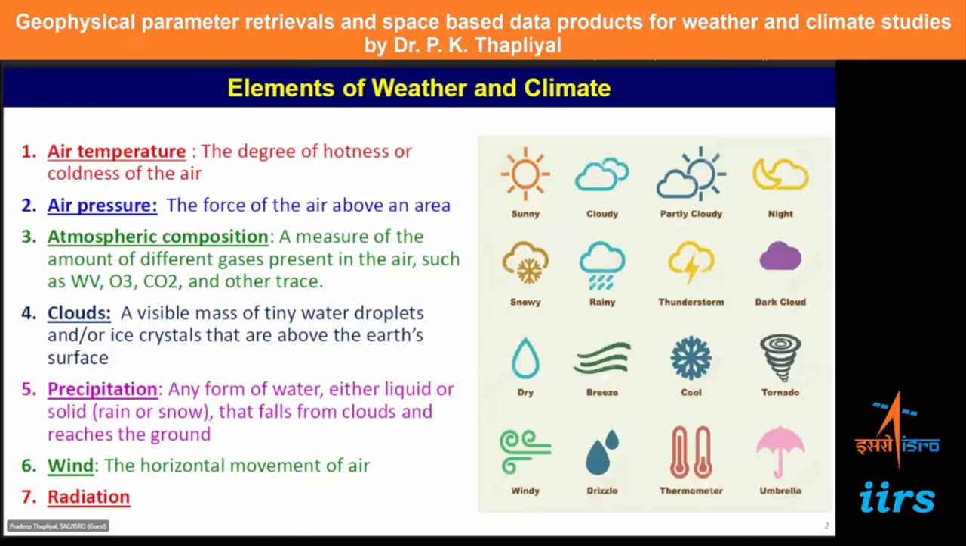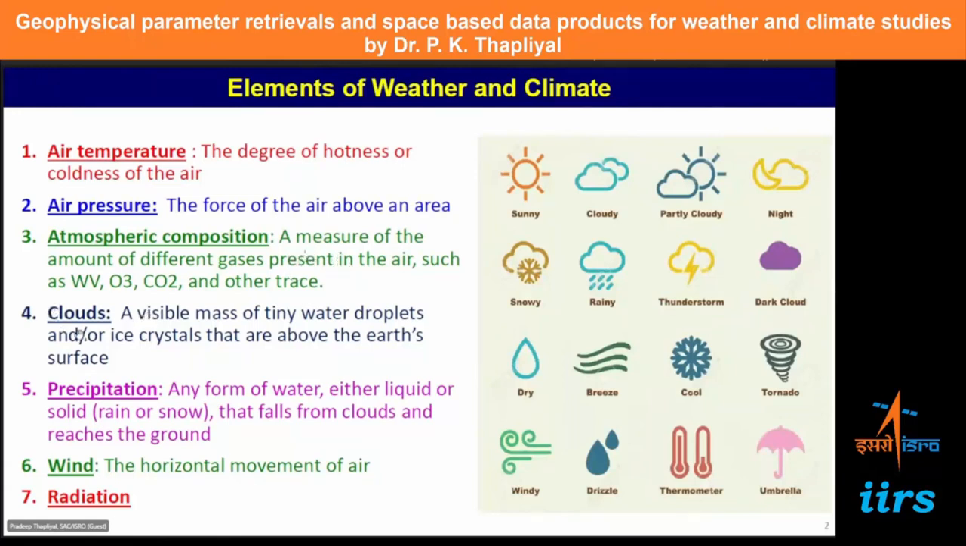of atmosphere at a particular time, and climate is the average of this atmospheric state over long term, over a long spatial as well as temporal scale. Now these elements of weather and climate, or the atmospheric state, they are air temperature, that is temperature at different levels in the atmosphere, not only surface but also different heights in the atmosphere. Then air pressure at different layers in the atmosphere, atmospheric composition, the composition of various gases which are important, like water vapor, ozone, carbon dioxide, and various other trace gases.